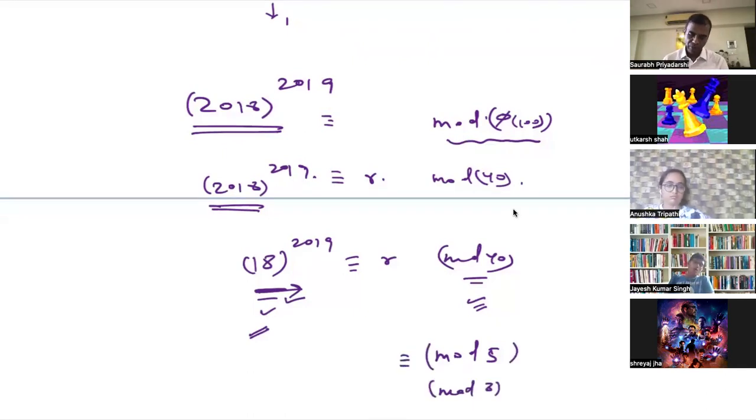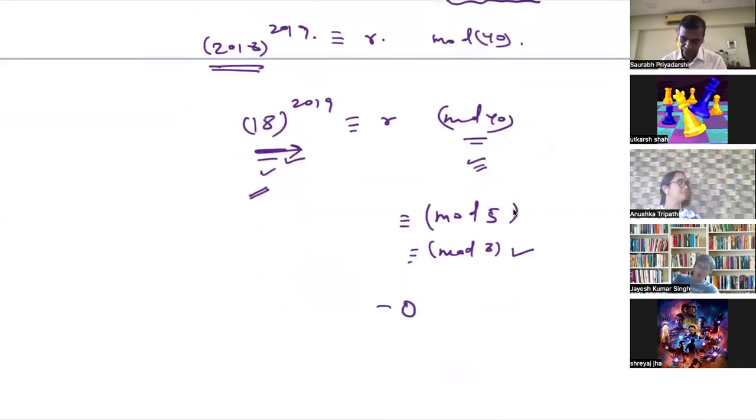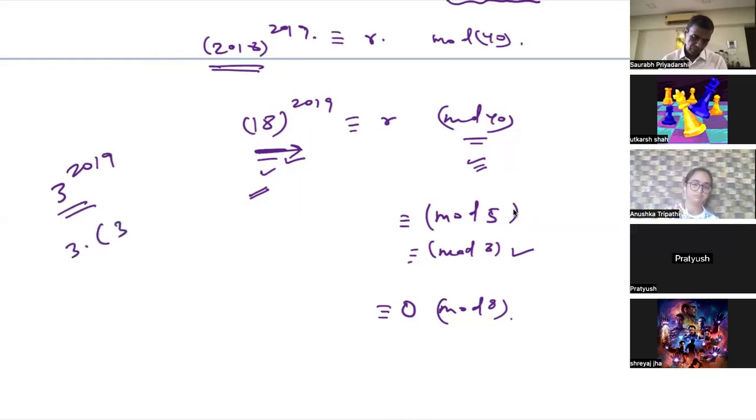So when you divide this by 8, what number do you get? When I divide this by 5, I'm getting 3 to the power 2019. And what is 3 to the power 2019 when divided by 5? So 3 into 3 to the power, 2 mod 5. 2 mod of 5, right?